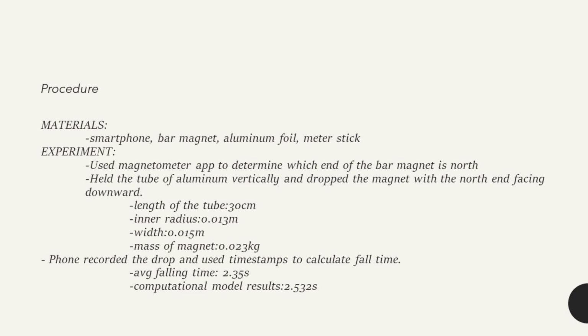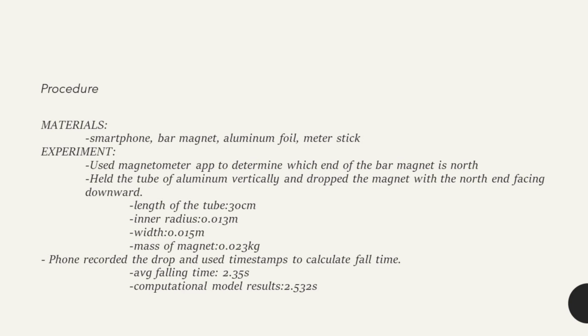For this procedure, we're going to be using our smartphone, a bar magnet, aluminum foil roll, and a meter stick. The experiment starts when we use the magnetometer app to determine which end of the bar magnet is north, and then held the tube of aluminum vertically and dropped the magnet with the north end facing downward. We also had to obtain the overall geometry of the tube and the magnet.